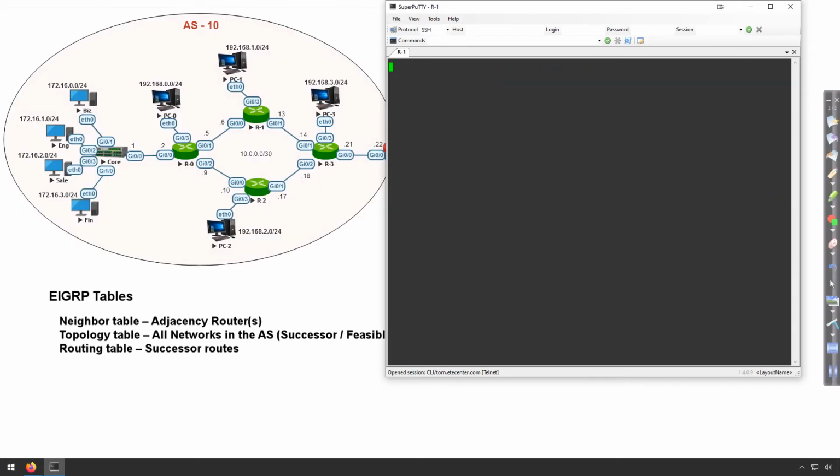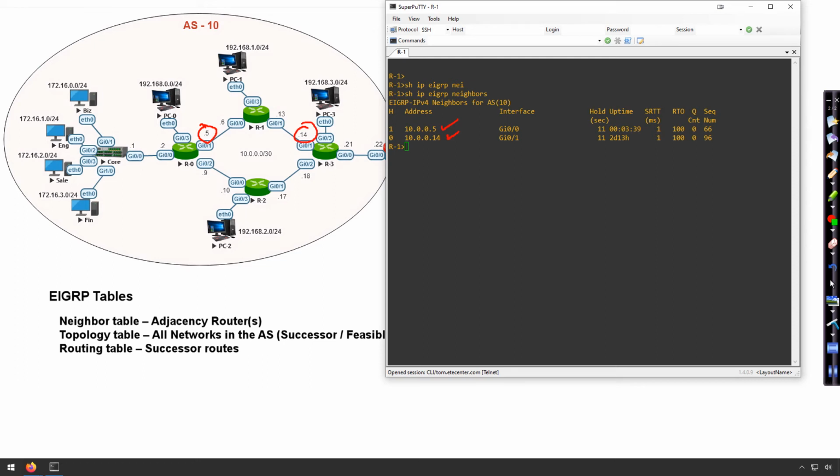Let's take a closer look at the EIGRP neighbor table. Here I am on router 1, so we begin with show ip eigrp neighbors. And we have 2 neighbors on router 1. The first neighbor is 10.0.0.5, which is router 0. The second is .14, which is router 3. The interface here is my local interface, which is connecting to that neighbor. The hold time represents how long in seconds before those neighbors become invalid.